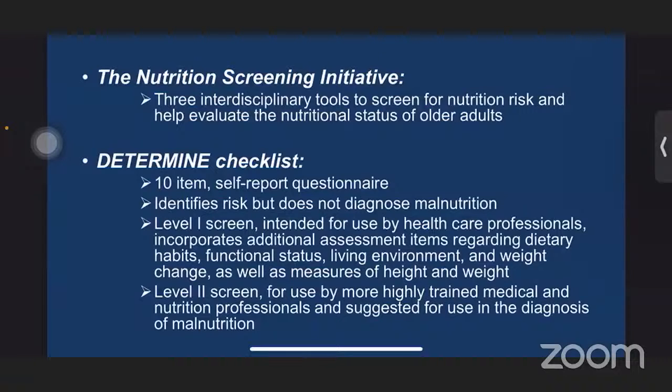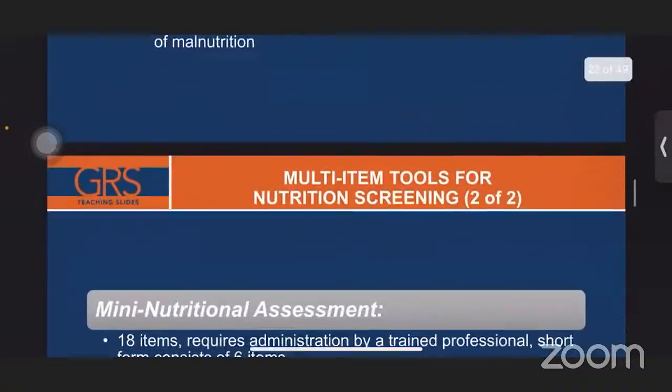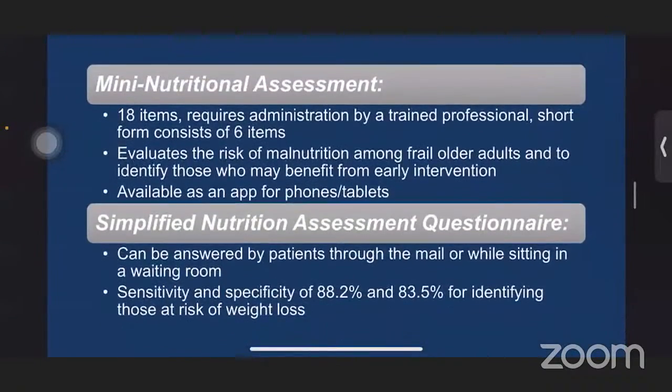The level 2 screen for use by more highly trained medical and nutrition professionals and suggested for use in diagnosis of malnutrition. The mini nutritional assessment consists of 18 items, requires administration by a trained professional. Short form consists of 6 items, which evaluates the risk of malnutrition among frail older adults and identifies those who may benefit from early intervention. It is available as an app for phones and tablets.